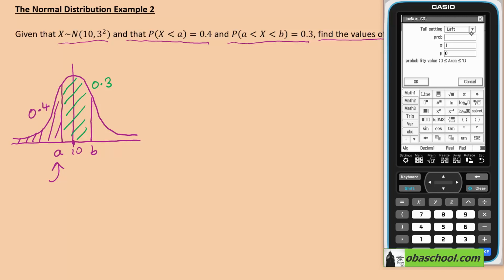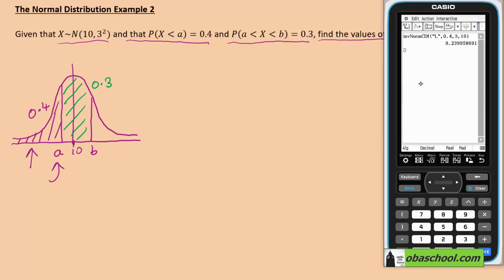Now mine has the facility to do the tail setting, whether it's to the left or the right. And if you look at the purple shaded area that I've got here, it's on the left. So I'm going to leave that as left. I'm going to put in 0.4. My sigma this time is 3, and my mu is 10. And then I get 9.24. So a is equal to 9.24.